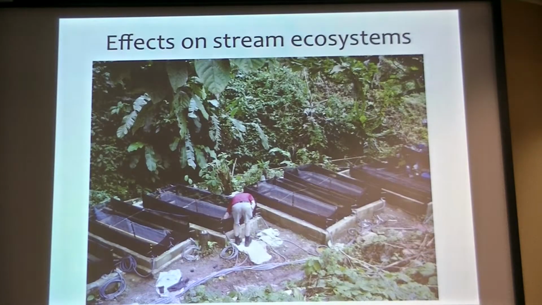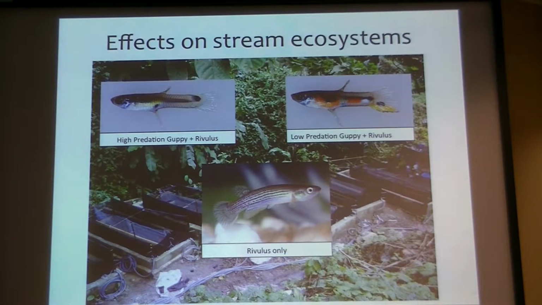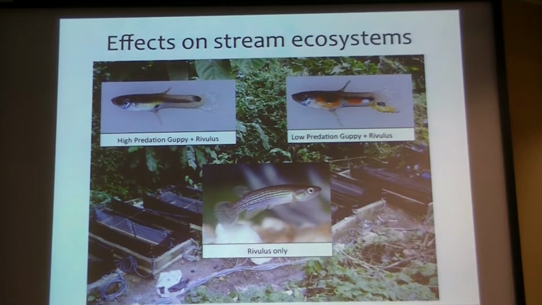Okay, so now, armed with this suite of possible trait differences and ecological differences, we can start to investigate whether or not those things truly do have important ecological effects on communities and ecosystems. Here we ran a mesocosm experiment in these stream mesocosms. Some of you in the room are familiar with these stream mesocosms. Into these mesocosms, we placed either high predation guppies plus rivulus, low predation guppies plus rivulus, or rivulus only.